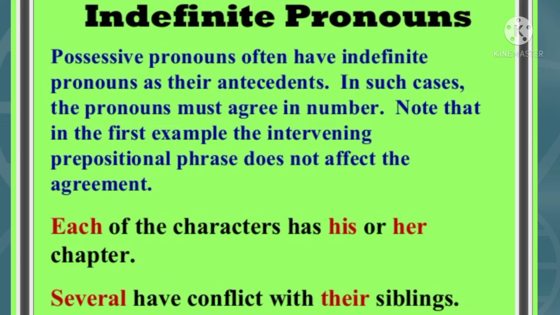a mixture. Each of the characters has his or her chapter. This his or her are possessive pronouns. It is used and the antecedent is each. Instead of that, his or her is used here. Several have conflict with their siblings. Several is used as a subject, and after that their is used as its possessive pronoun, and its antecedent is several.